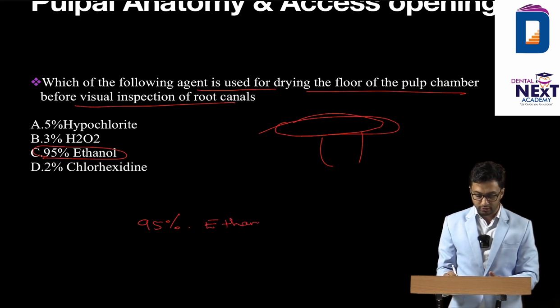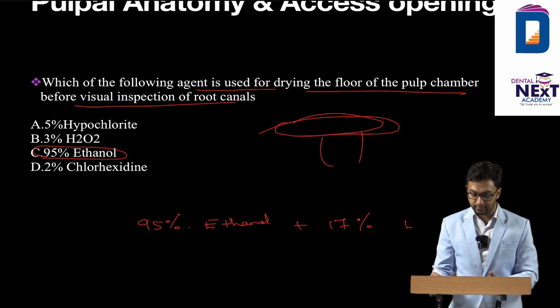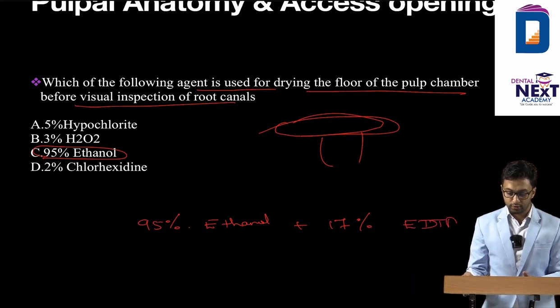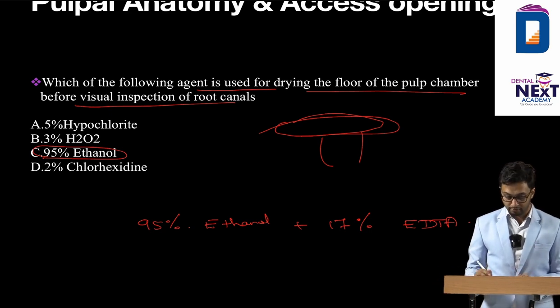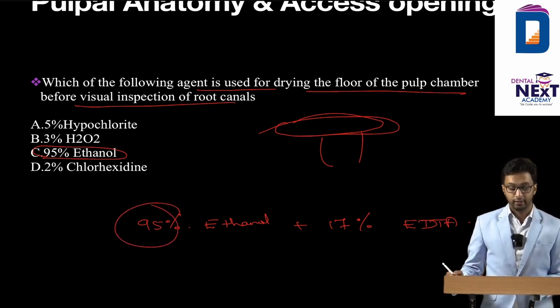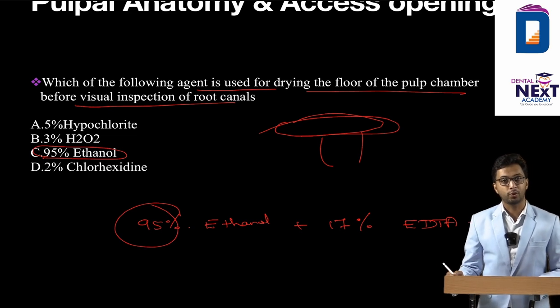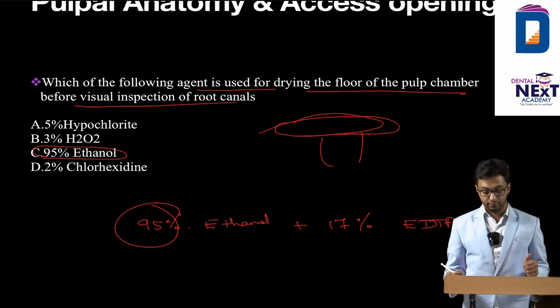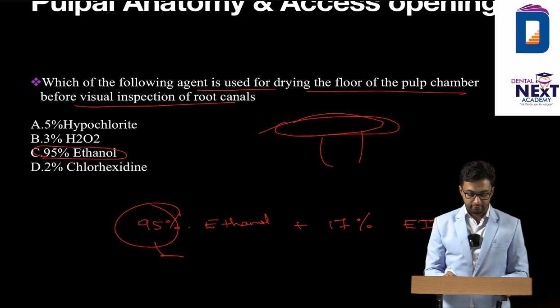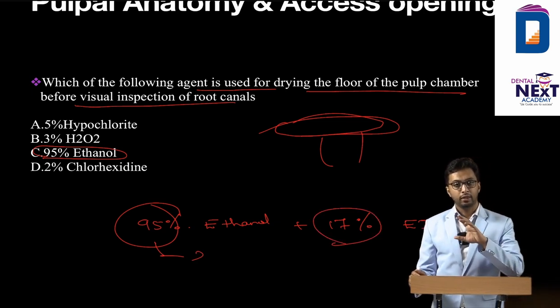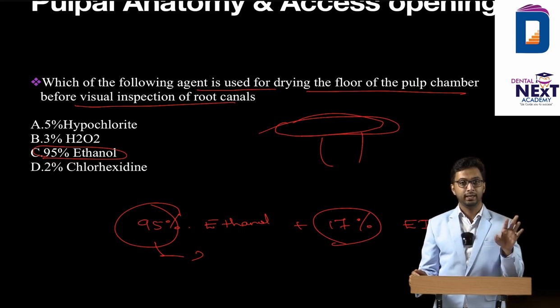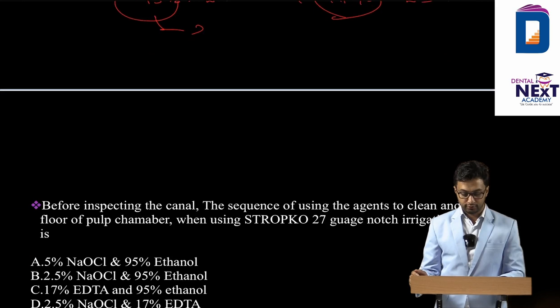plus, not just that, you also use 17% EDTA. So this is the agent you use together. In this question they have given only ethanol. Remember, the concentration is very important. It is not 70% ethanol, which is used in your hand disinfectant, but here it is 95% ethanol and 17% EDTA. Once you put it there, the pulp chamber becomes clean and dry. Ethanol will evaporate and you will get a clean canal. So this concentration is important.